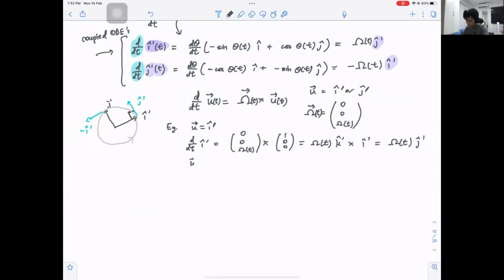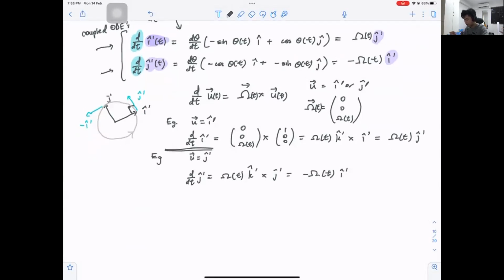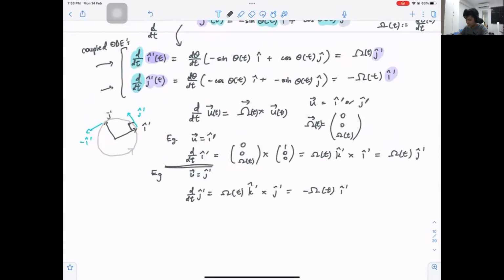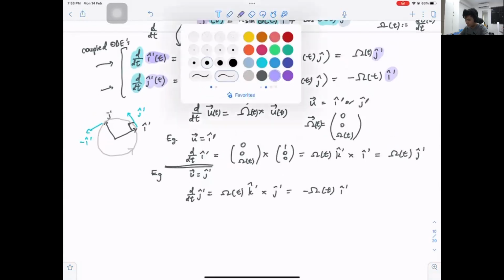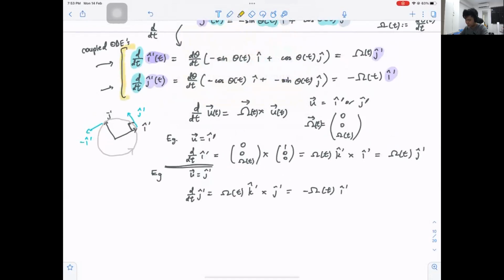And if we let u equal j hat prime, as another example, then the time derivative of j hat prime equals omega of t k hat prime cross j hat prime, and this equals minus omega of t i hat prime. And we see that we recovered the second equation over there. And if we try to substitute k hat prime, then we get k hat prime cross k hat prime is 0. So we see that we've neatly packaged these two equations into one form like this.